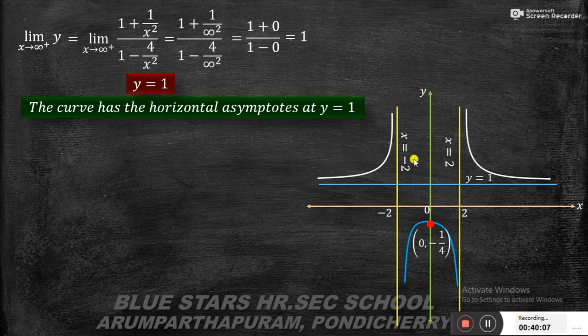So therefore, the curve passes through the asymptotes. That means x = −2 and x = 2 are the vertical asymptotes, and y = 1 is the horizontal asymptote.